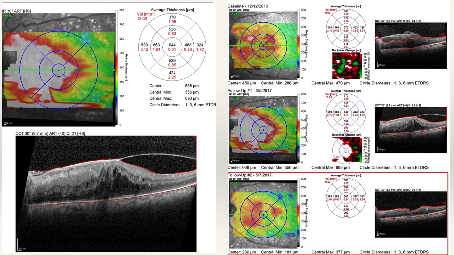Another example of a patient with tractional center involving diabetic macular edema and the marked improvement in macular edema and retinal contour after vitrectomy in the lower right picture. We can notice the release of traction and resolution of edema and the restoration of a near normal foveal contour.